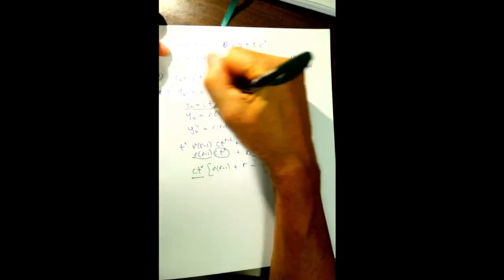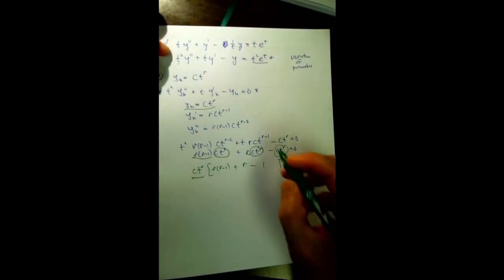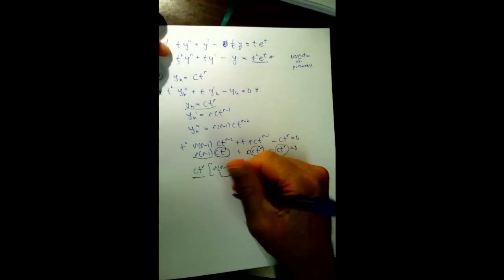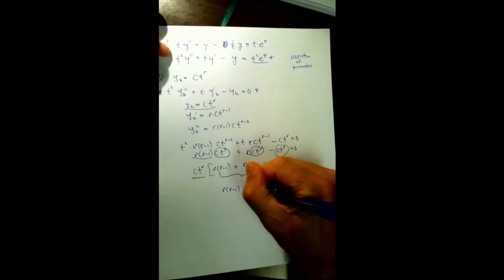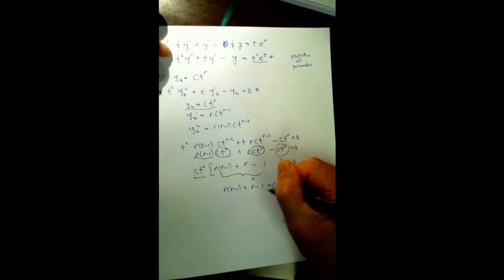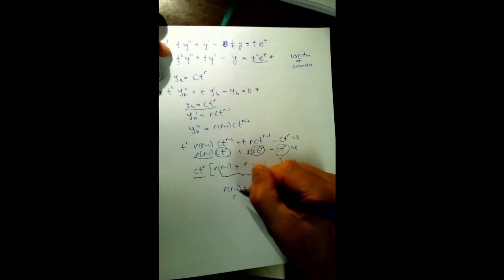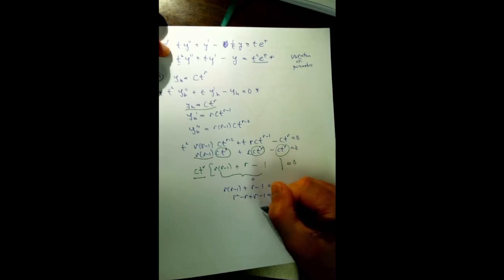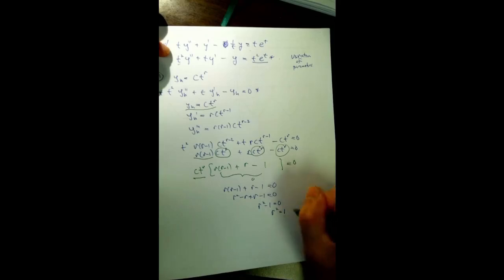This is my homogeneous solution. It's not 0, so that means that all needs to be 0. So we get r times r minus 1 plus r minus 1 is 0. Multiplying this r through, I get r squared minus r plus r minus 1 is 0. The minus r plus r cancels, so I get r squared minus 1 is 0. r squared is 1, so that means r is 1 or minus 1.